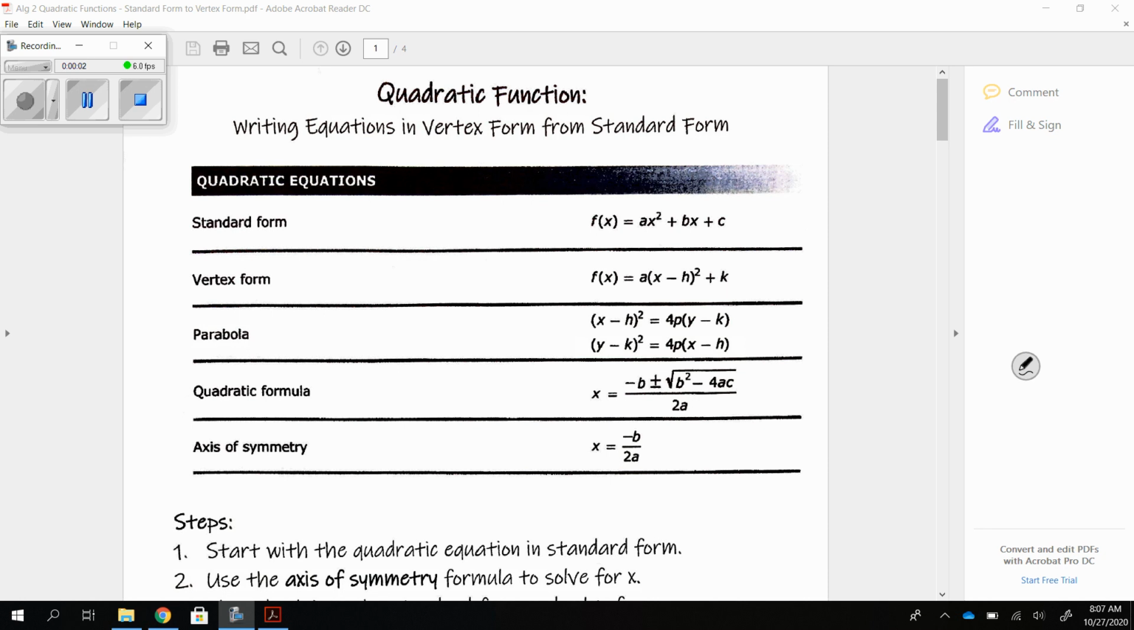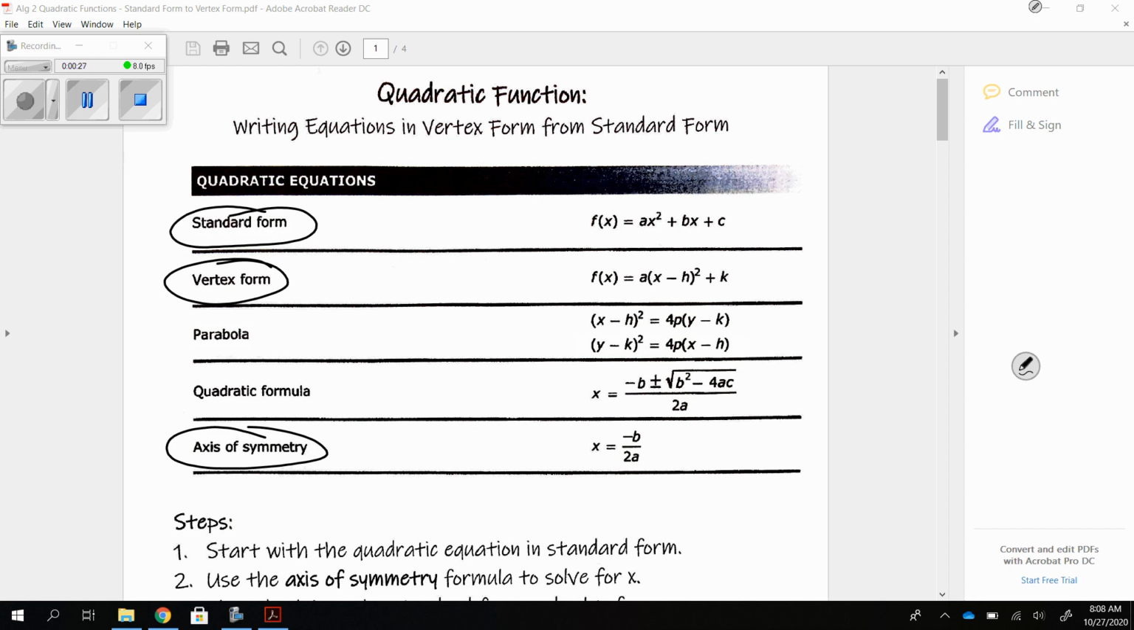All right, today we are doing writing equations in vertex form from standard form. So we've learned vertex form already, so we're going to take it in standard form. We're going to need this, this, and this one. Okay, standard form looks like this: ax squared plus bx plus c. Vertex form we know is a, and then in parentheses x minus h squared plus k.